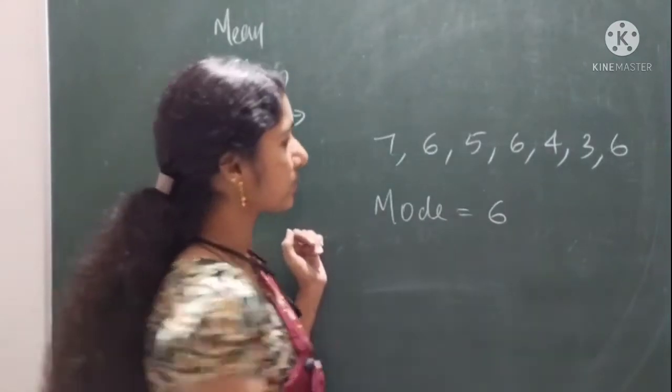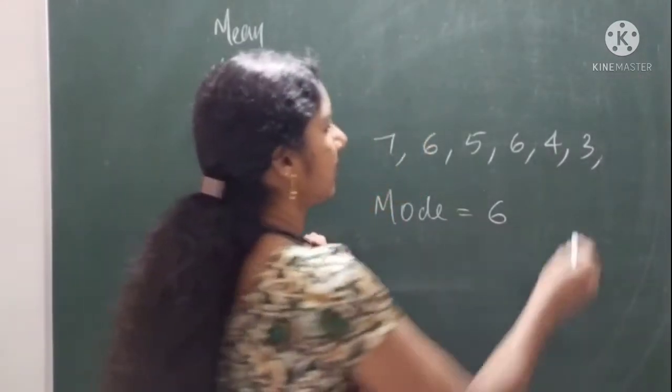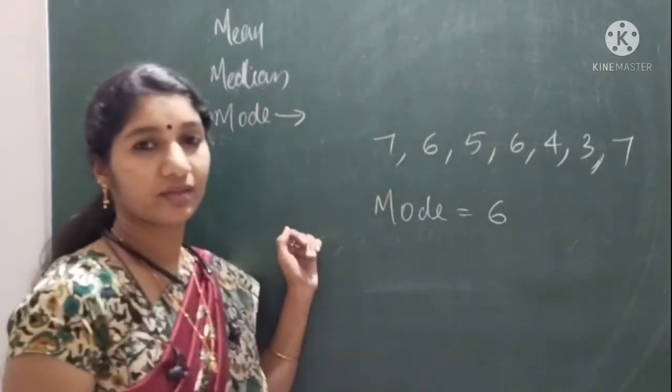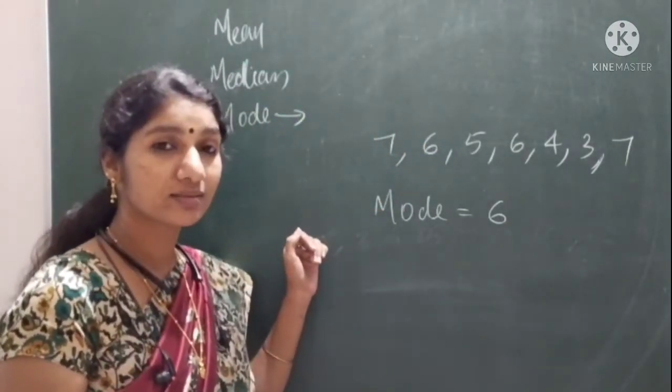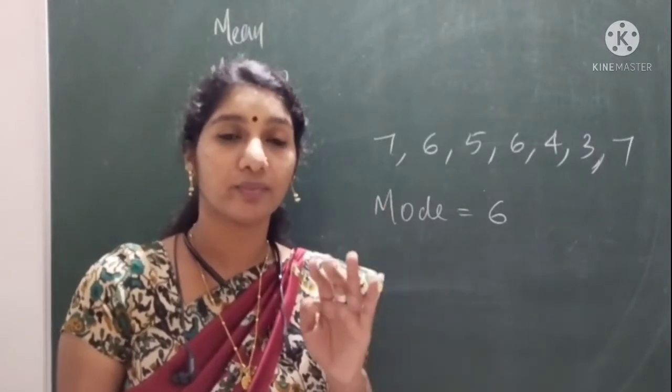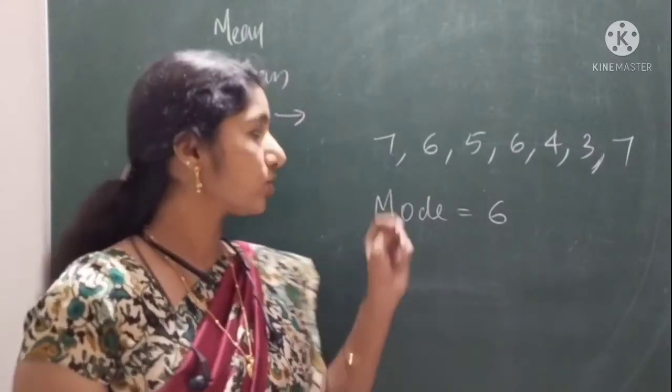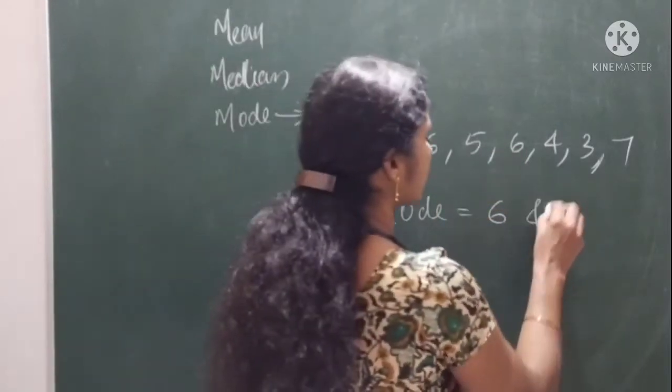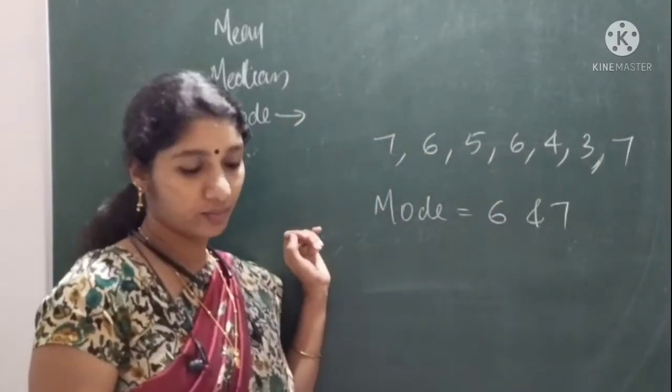Okay. Suppose in this question, 6 is there twice and the number 7 also. Now, which are the modes? 6 and 7 are coming 2 times, and the maximum number of times is 2. So 6 and 7 are the two modes.